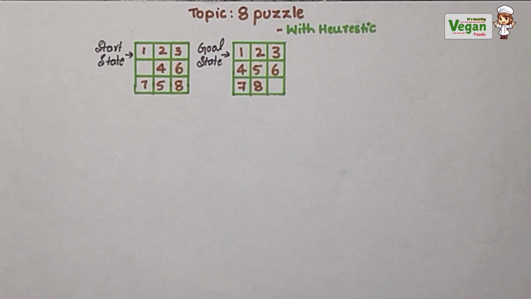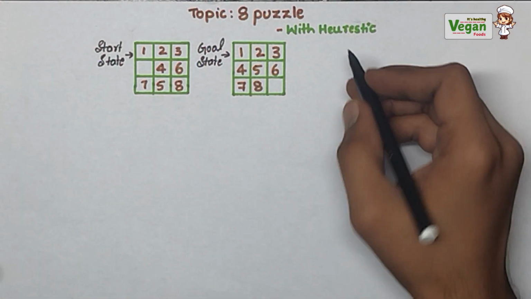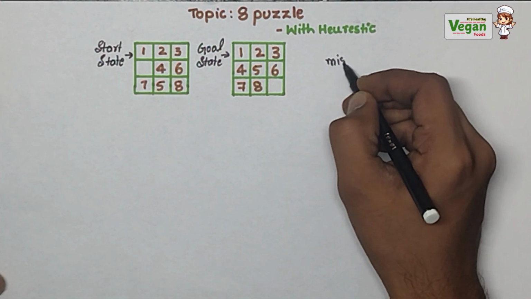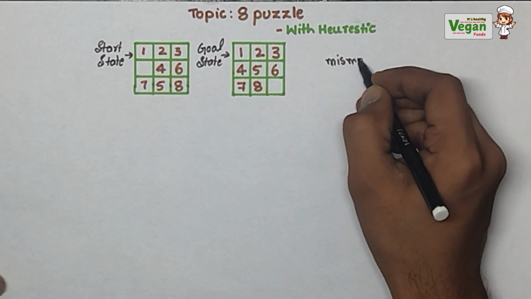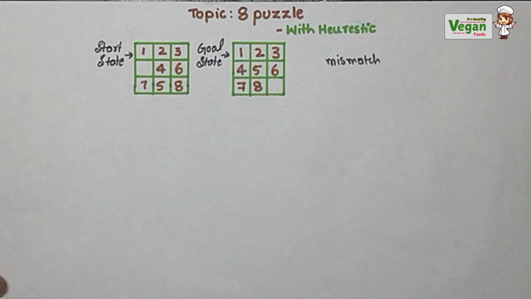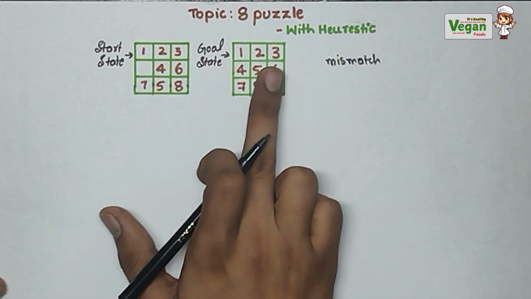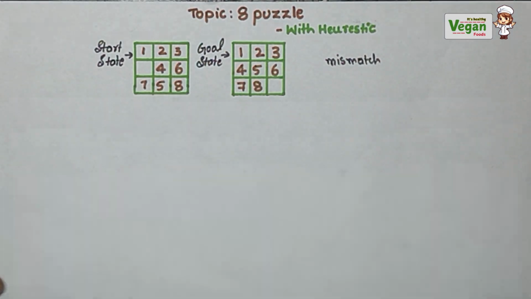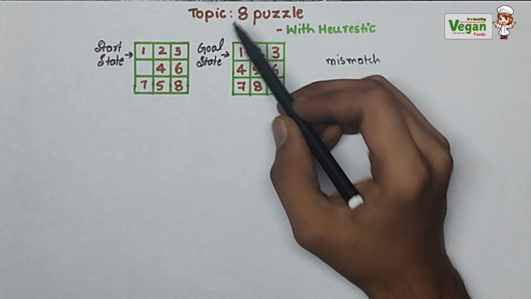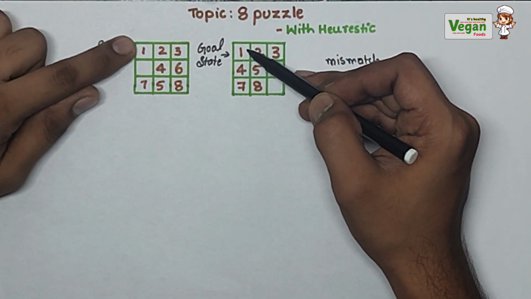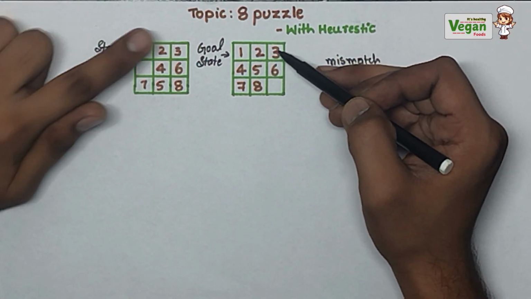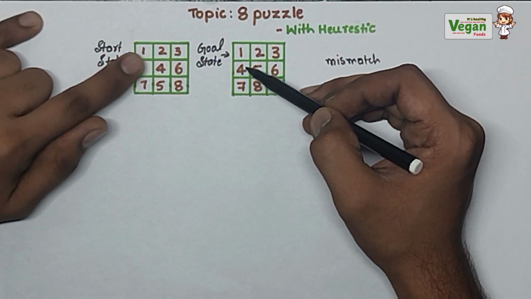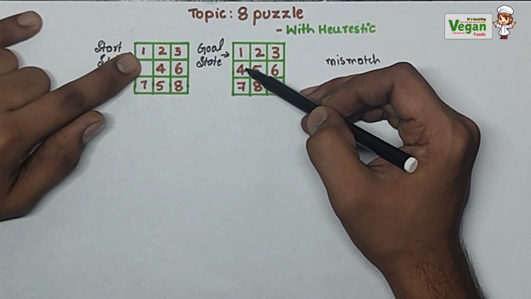Now, how to solve the 8 puzzle problem with heuristic? First, let's discuss what the heuristic is and how to find the heuristic value. The heuristic value can also be called the mismatch. If you look at the start state and the goal state, just compare. 1 and 1 are in the same place, 2 is in the same place, 3 is in the same place. Here free space is there and here 4 is there.